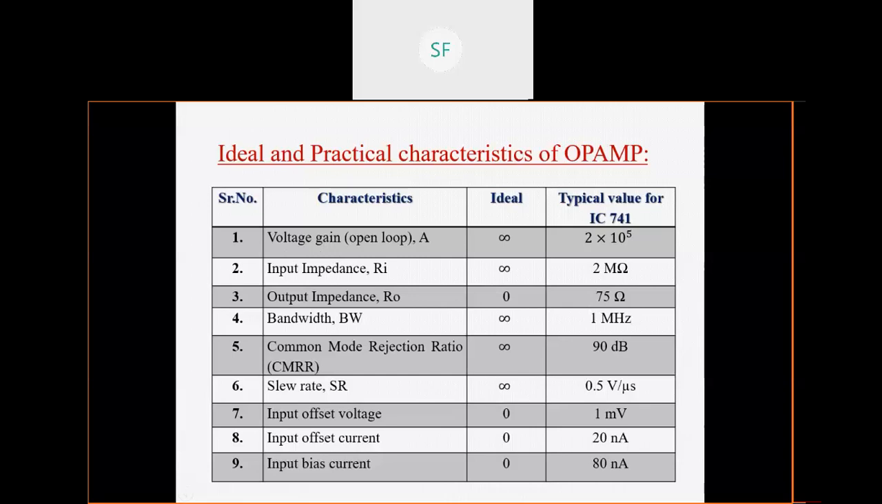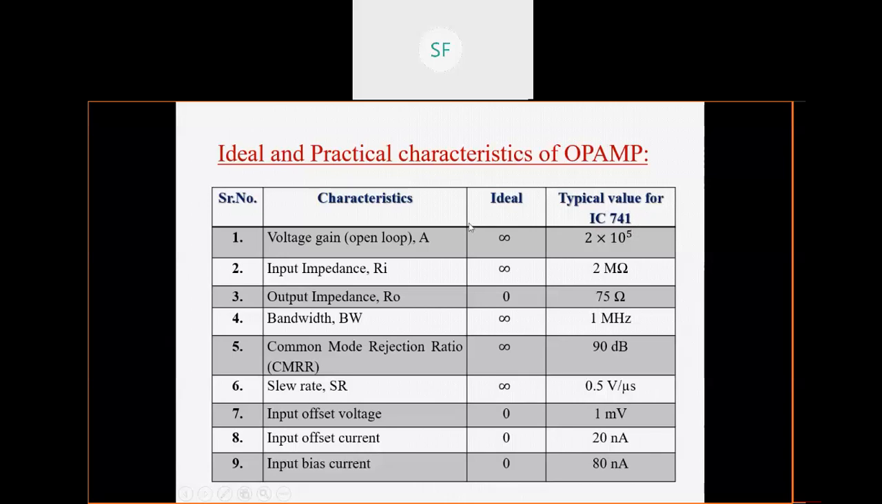So we know that op amp has high gain. So what should be the ideal value for it? It has to be infinite, you know. And practically the value is for this particular IC. Again, the gain value will change. All these values will change. Practical values will change depending on which IC you are using. So remember, these values are for IC741, which was the first op amp IC.